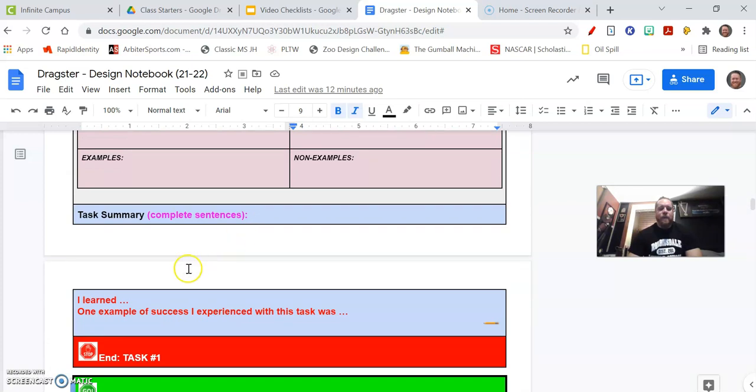And then you have your task summary. What's something that you learned by doing this vocabulary, and what was one example of success that you experienced with this? And then you see the stop sign at the end of task number 1.